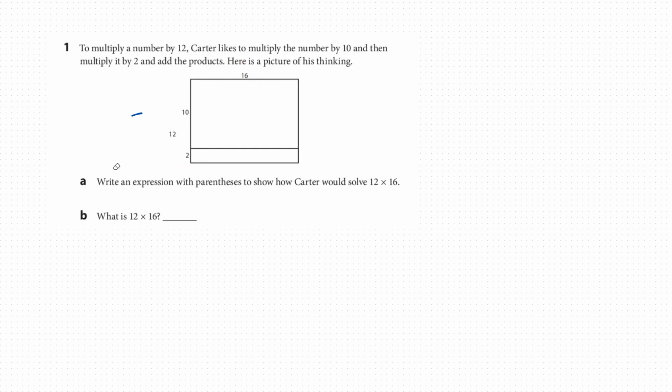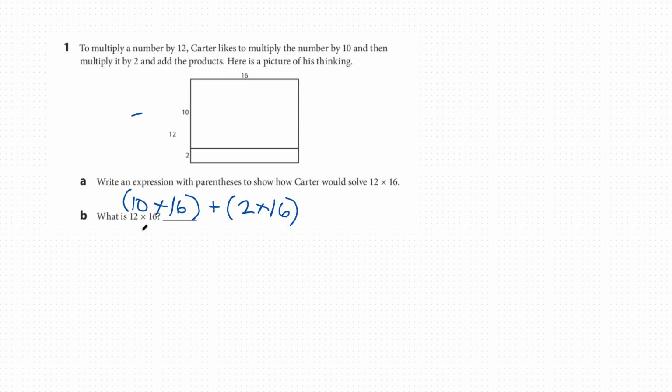Let me fix all this up here. So we're going to write it out in parentheses. I'm breaking up 12 times 16 into 10 times 16, and this way you can kind of do it in your head. Plus, in parentheses, 2 times 16. And that way you don't have to do all the carrying and borrowing. So just kind of a way to do it in your head.